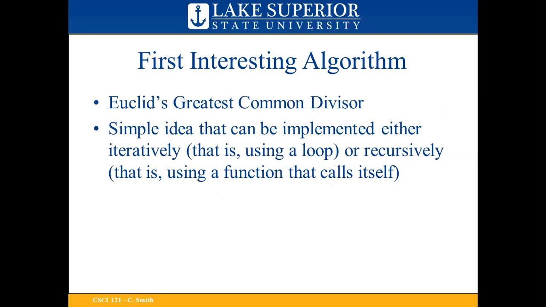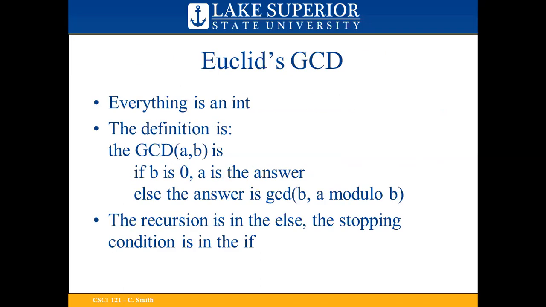That's not an interesting algorithm. Here's our first interesting algorithm, and this is Euclid's greatest common divisor. It's a very simple idea that can be implemented either iteratively, that is using a loop, or recursively, that is a function calling itself. I don't have the recurrence relation here for Euclid's GCD. What I've got is a pseudocode of the algorithm.